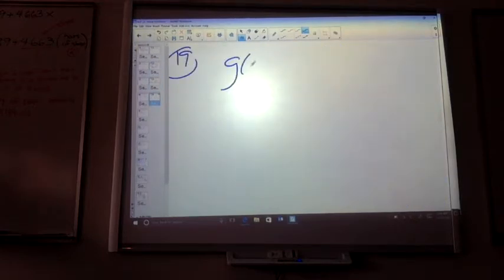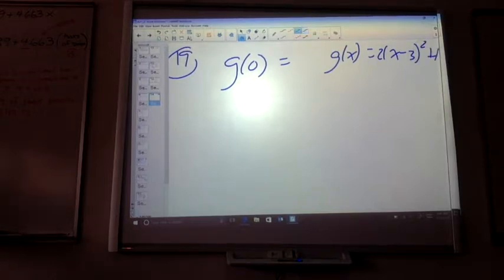We want g at 0. Okay, so our g at x equation is the same one we've been using. So g at 0 is going to be 2 parentheses. There was an x there.